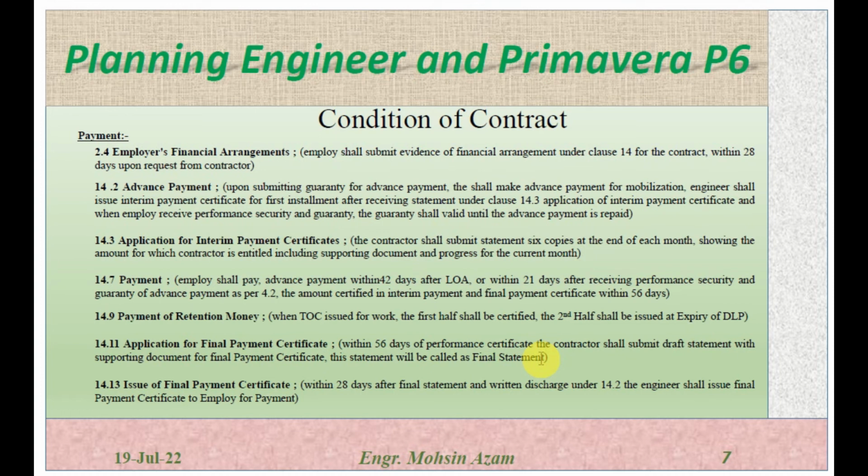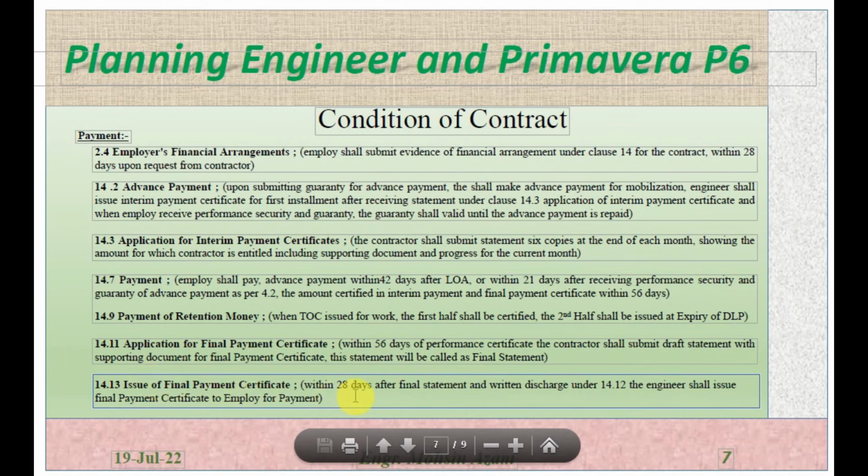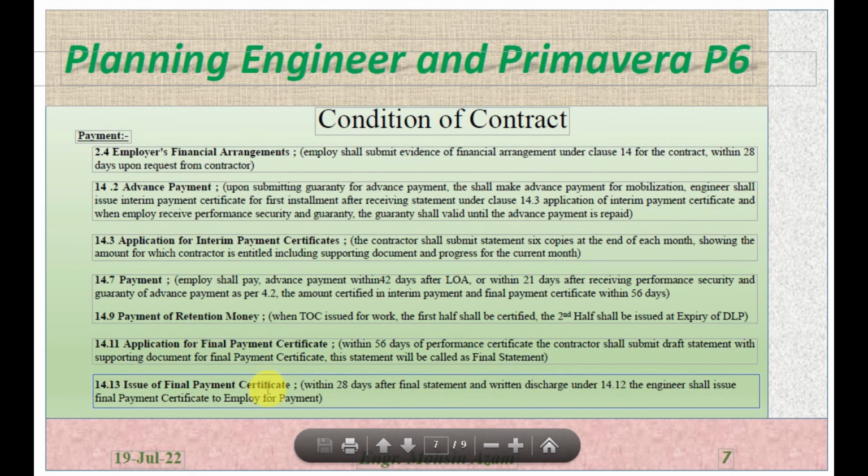So once the final statement is submitted by the contractor, the engineer has to issue a final payment certificate to the employer for the payment. So now, issue of the final payment certificate: within 28 days after the final statement and written discharge under subclause 14.2, the engineer shall issue the final payment certificate for the payment. So within 28 days after the final statement is submitted by the contractor to the engineer and they agree with the statement, the engineer has to submit the final payment certificate to the employer for the payment to the contractor.